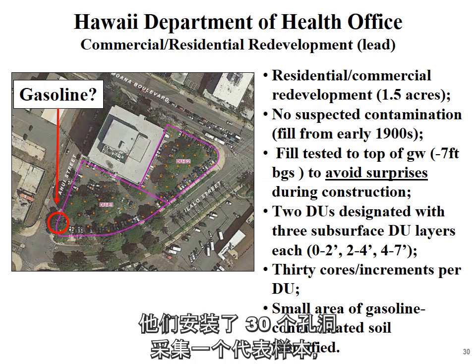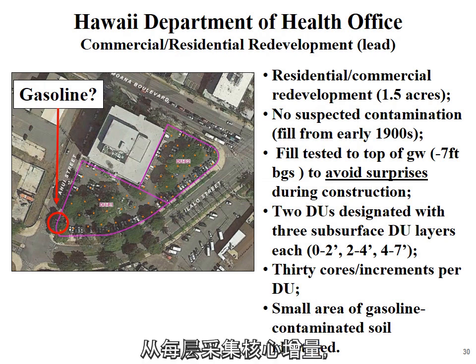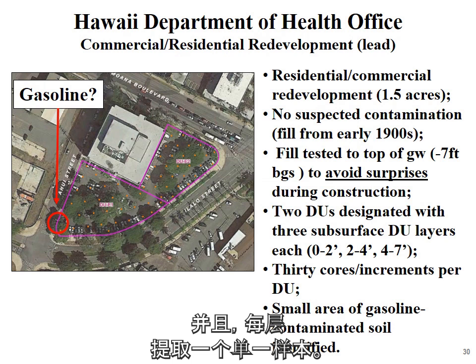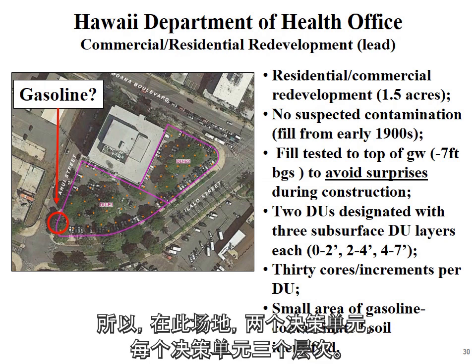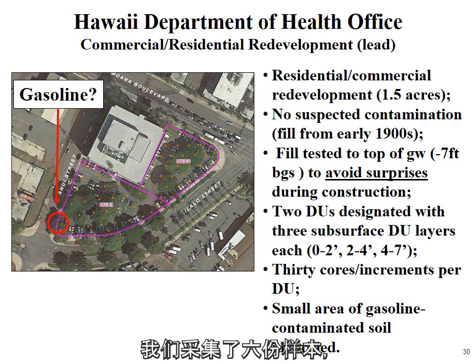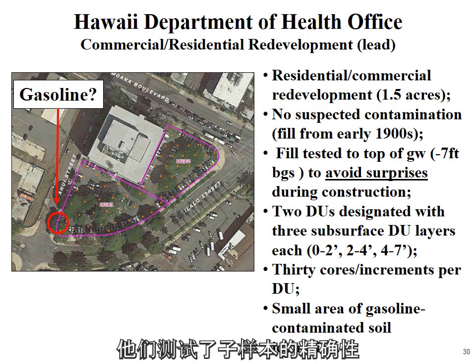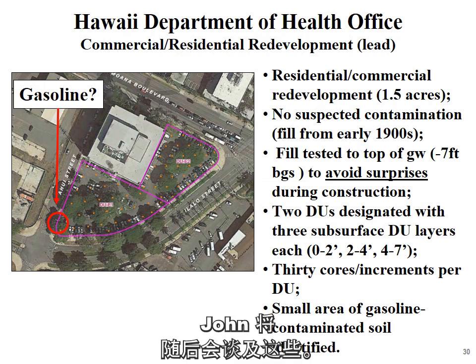They installed 30 borings in each one of these DUs, collected core increments from each layer, and then subsampled those and prepared one single sample for each layer. So this site, 2 DUs, 3 layers per DU, we collected 6 samples. And they tested subsampling precision in some of those, which John again will talk about later.